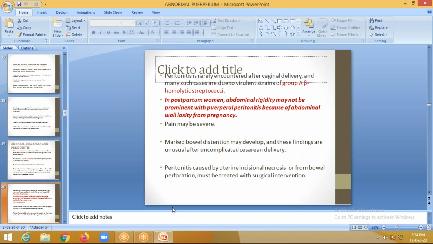In most postpartum women, abdominal rigidity may not be prominent with puerperal peritonitis because of abdominal wall laxity from pregnancy. So diagnosis will be delayed because of this abdominal wall laxity. We cannot make out abdominal rigidity. Pain may be severe. So marked bowel distension may develop, and these findings are usually seen after uncomplicated cesarean delivery. Peritonitis caused by uterine incisional necrosis or from bowel perforation must be treated with surgical intervention.